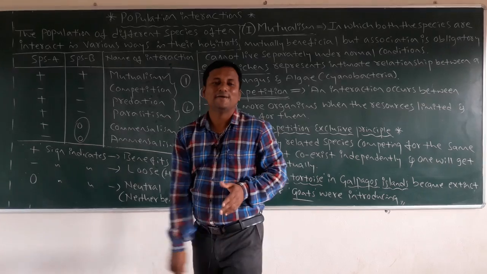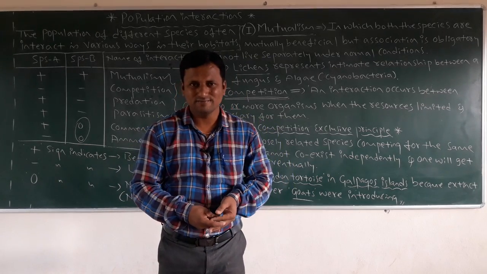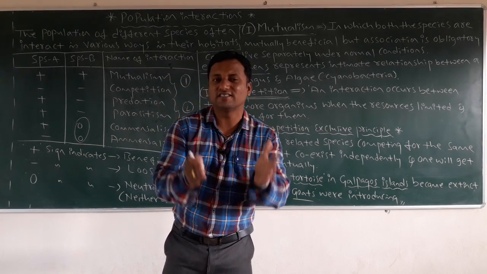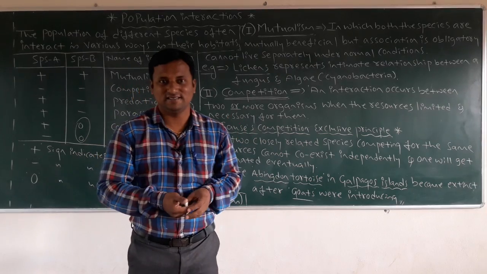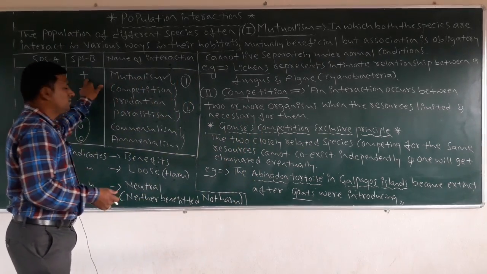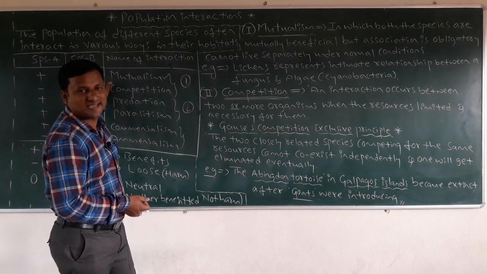What is that? Mutualism. You are going to get the idea of examples. Mutualism means, simple, as they are given, both the species get the benefit. The plus sign is there.